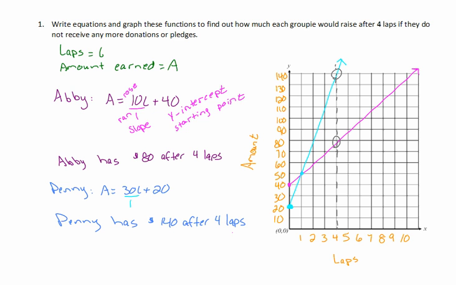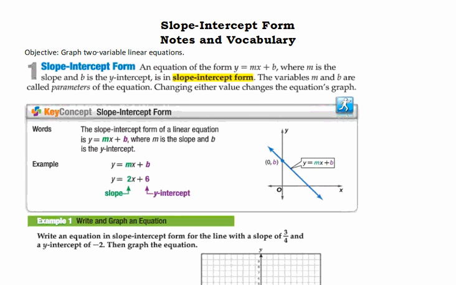So again, slope and y-intercept, and that slope we are going to use in order to graph these. We call it the slope-intercept form, because, and we'll get into that in the notes and vocab. So go ahead and get your notes and vocab out for this section. Okay, the objective of this section is to graph 2 variable linear equations, which we know how to do, but this is another nice tip and trick to work with.